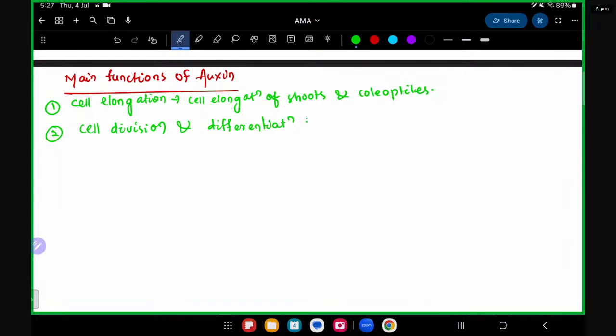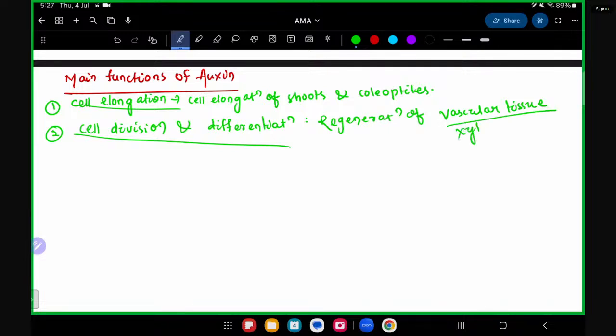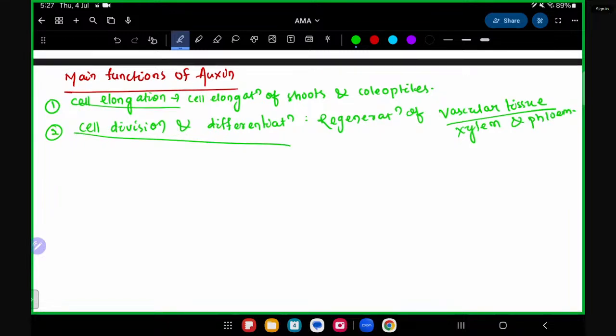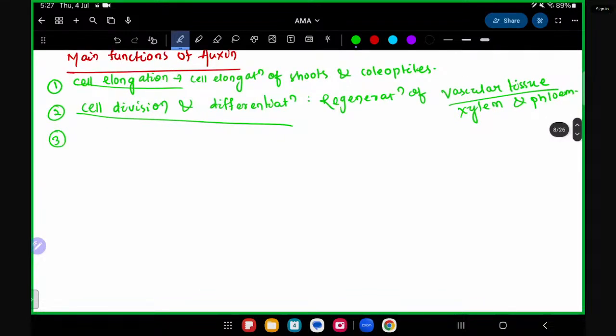Okay. It promotes healing. First point is it promotes healing and regeneration of vascular tissue. Then what are the vascular tissue in plants? It is xylem and phloem. Okay. Next point is callus formation.